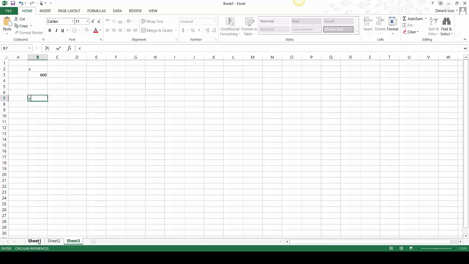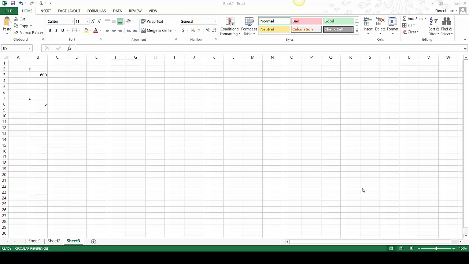This time let's model the Pythagorean theorem and have the square root of A squared plus B squared equals C. So we'll set A equal to 3, B equal to 4, and C equal to the square root of, go back to sheet 1, square this value, plus sheet 2, square the B value, and that should equal 5. There we go.